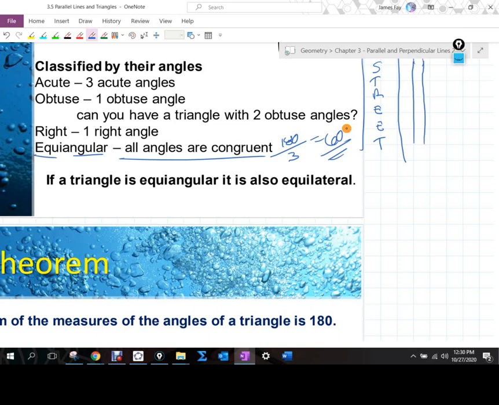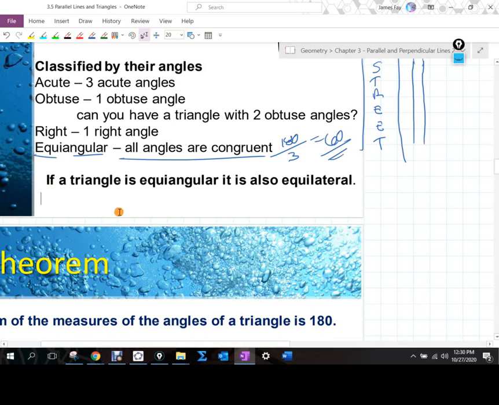A fact here that is also useful, and this is only for triangles, is that like I said, other shapes are equilateral and equiangular as well, but if it's a triangle, when it is equiangular, it is also equilateral. Those two things are paired together all the time. So if it's equiangular, it's equilateral. If it's equilateral, it's also equiangular. So it's a two-way street there.